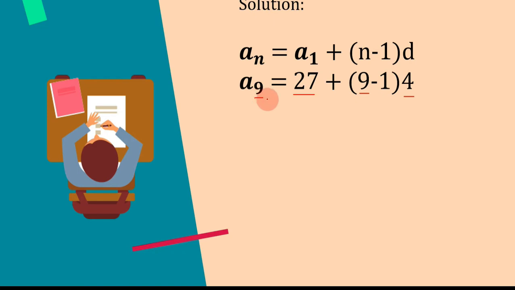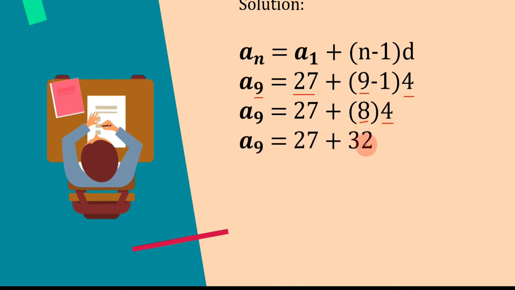And then you will just continue that. We can have 9 minus 1 muna tayo. So we have 8. Then multiply that by 4. Yun muna ang sasagutan natin. 8 times 4, the answer for that is 32. And then that 32 will be added now to 27 to get our final answer, which is equal to, very good, 59, and that is our a sub 9 or the ninth term.